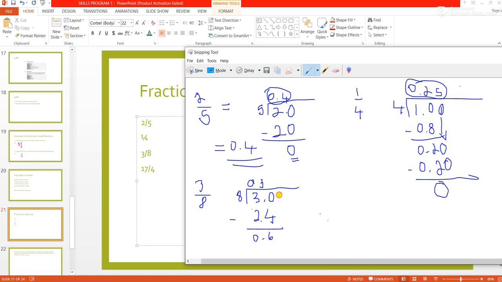We need to include a 0 as well and bring down that 0, which is 60. And how many times does 8 get into 60? You'll have to use your calculator. 8 times 6 is 48. 8 times 7 is 56. So it's 7 times. So we'll include 7 at the top. And 7 times 8 is 56. So it's going to be 0.56.